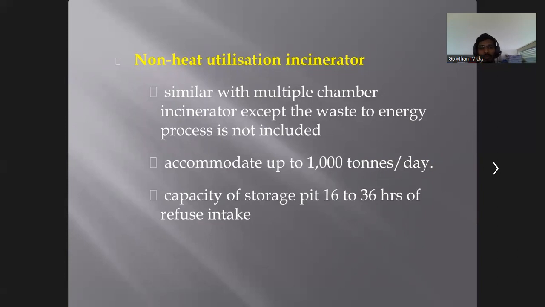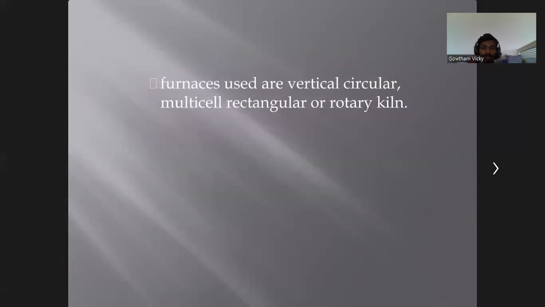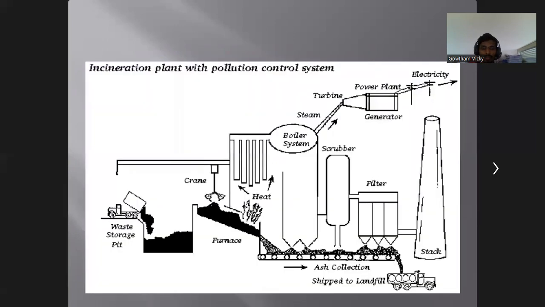Then the capacity of the storage pit is 16 to 36 hours of refuse intake for the furnaces. And the furnaces used are vertical, circular, and then multi-cell rectangular or rotary. So this is the incineration plant with pollution control systems.